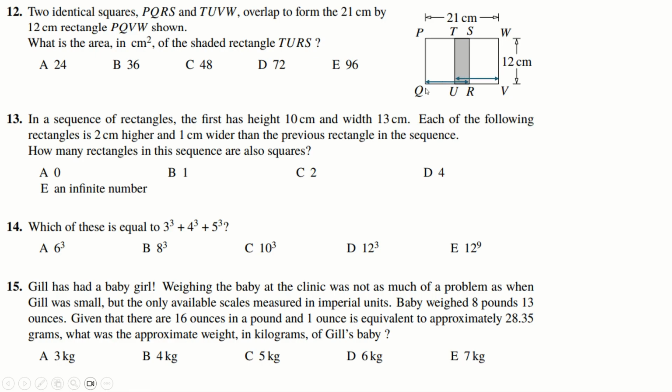squares, which means if this is 12 here and this is 12 here, they add up to make 24. So there must be 3 centimeters of overlap to make it only add up to 21. And now we can just do 3 times 12 for 36, and that'll be our answer.